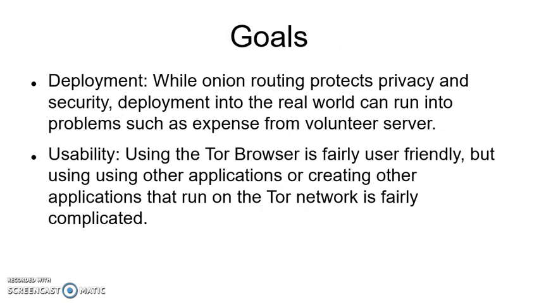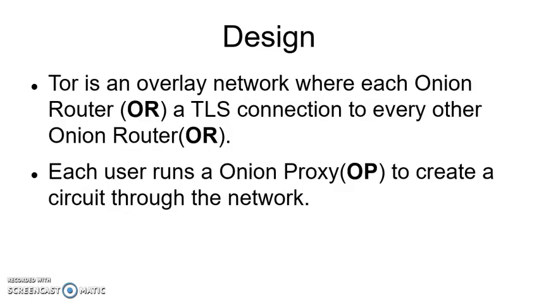Some of the goals of the paper were to go over the deployment of onion routing. While onion routing protects privacy and security, deployment into the real world can run into problems such as the expenses from the volunteer servers, and usability. Using the Tor browser is fairly usable, but using other applications or creating other applications that run on the Tor network is fairly complicated.